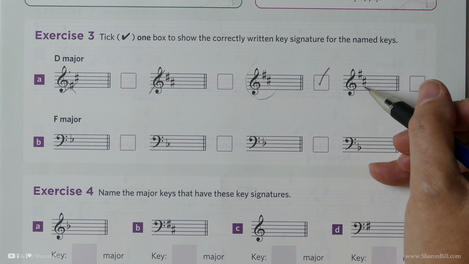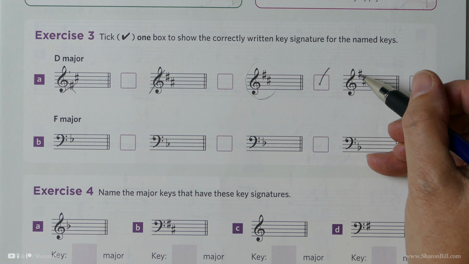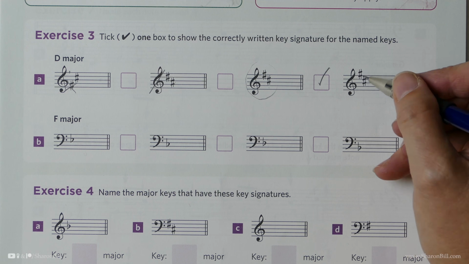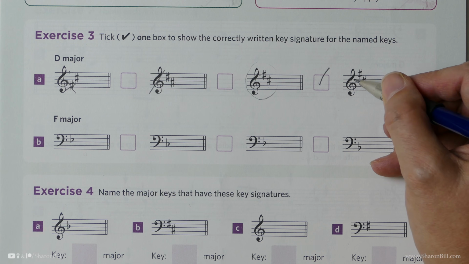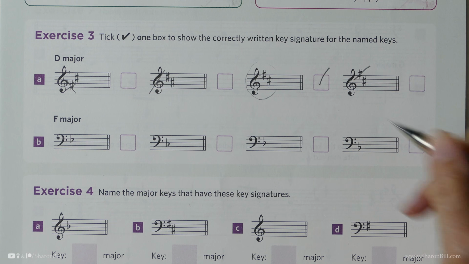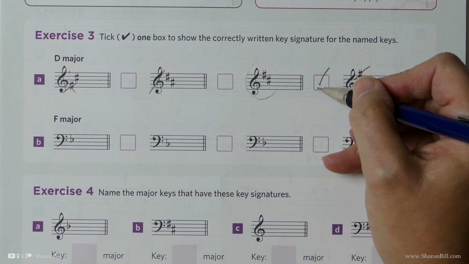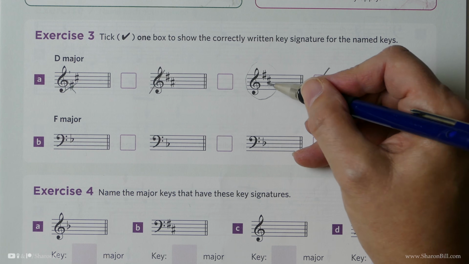This one's quite close, however, that's not note F, that's note G, and so we've got a key signature of G sharp and C sharp, which is incorrect. So just that one shows the proper representation of D major scale.